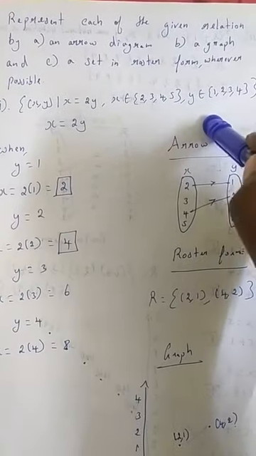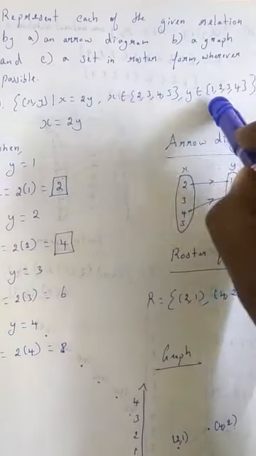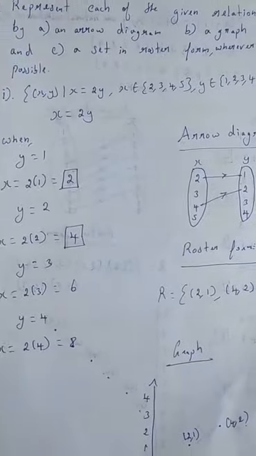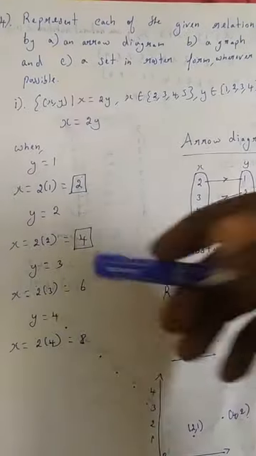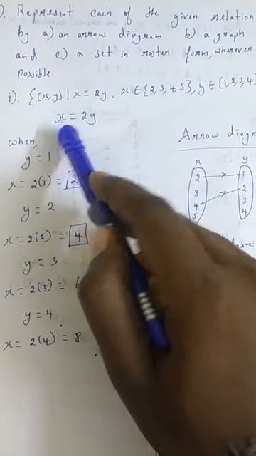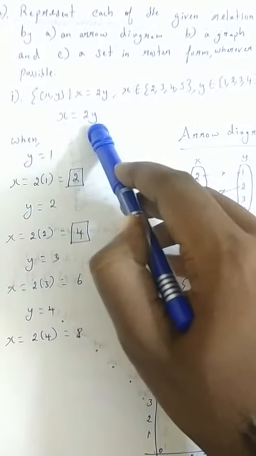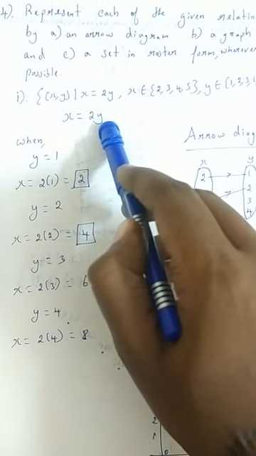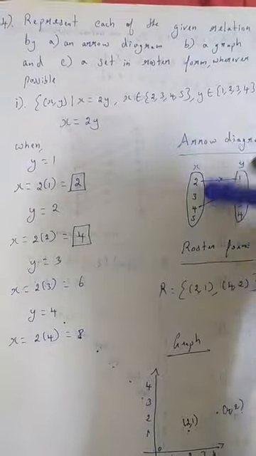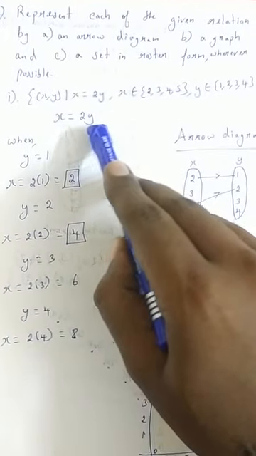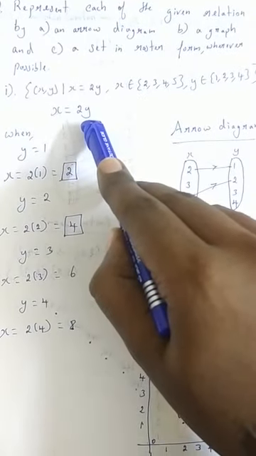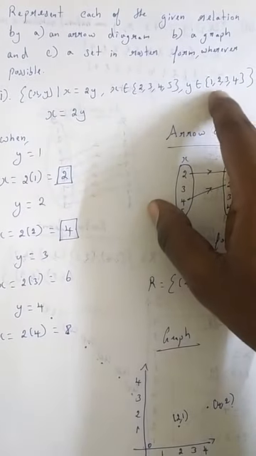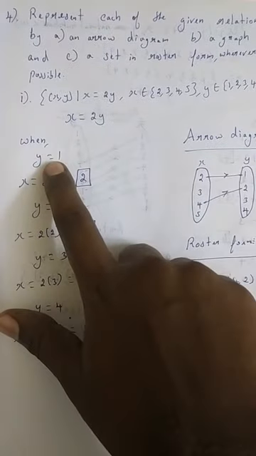So we have to find out which numbers are related. For that we have the clue, that is x is equal to 2y. So we are going to find out values of x by substituting the values of y. So always substitute the RHS values. It will be useful. It will be easy, right? Okay. So I am going to substitute all the values of y one by one, and find out the values of x. So what are the y values here? 1, 2, 3, 4.